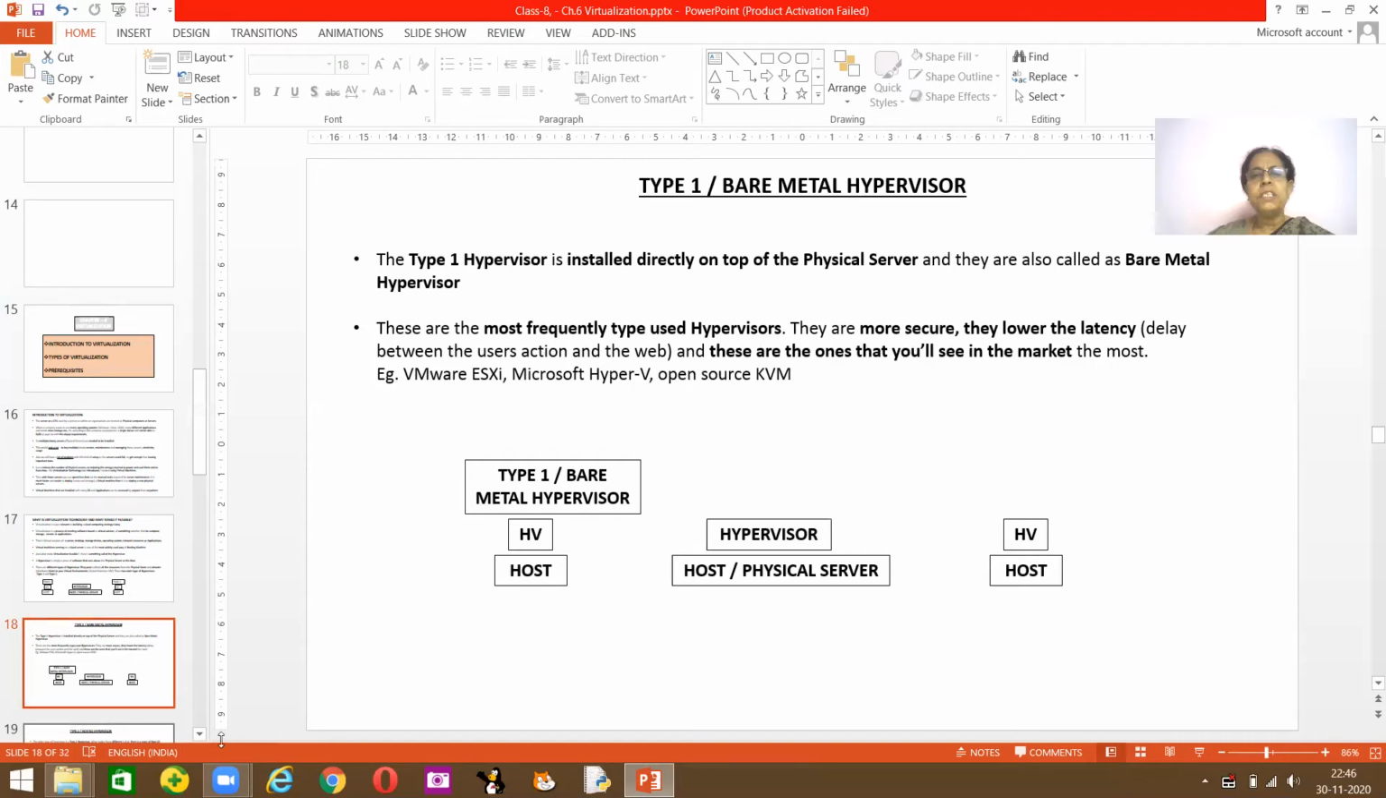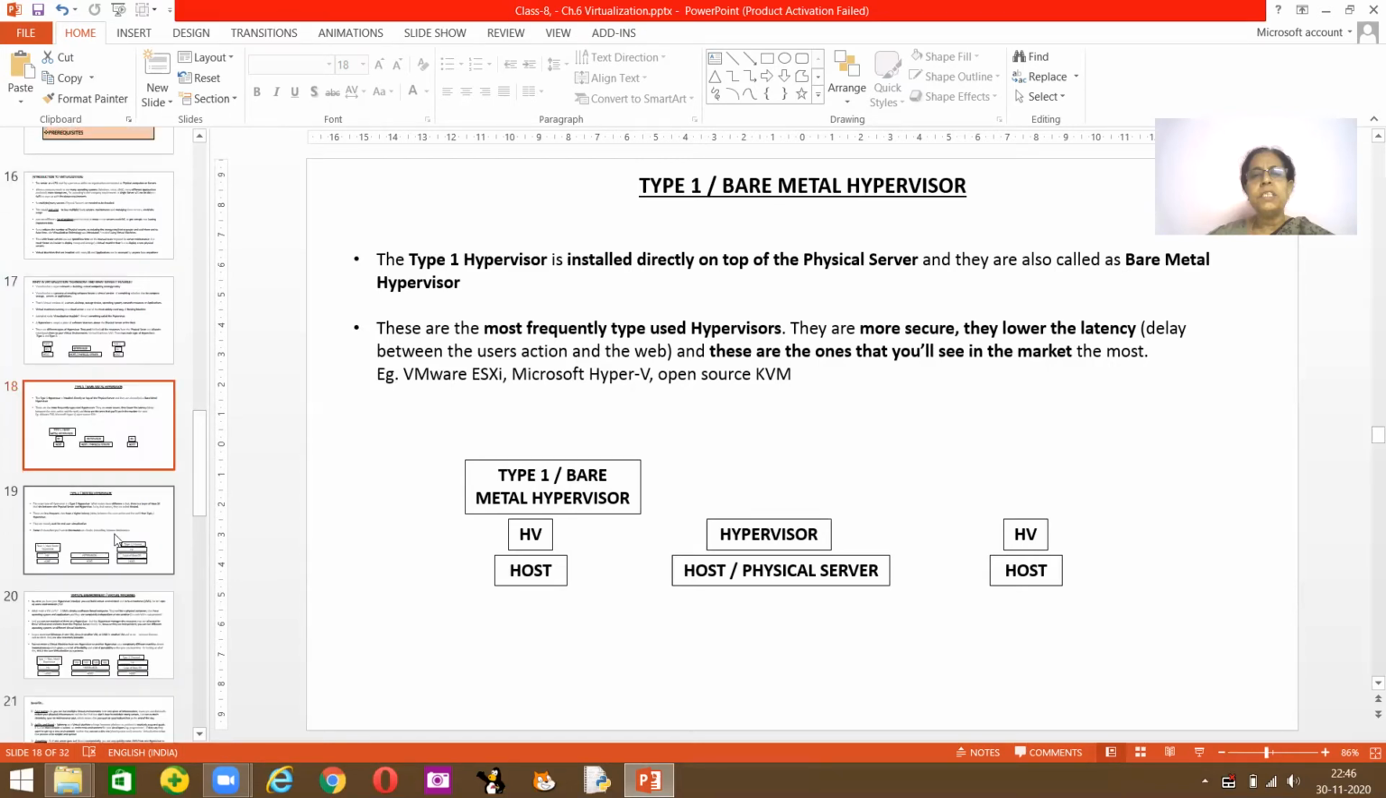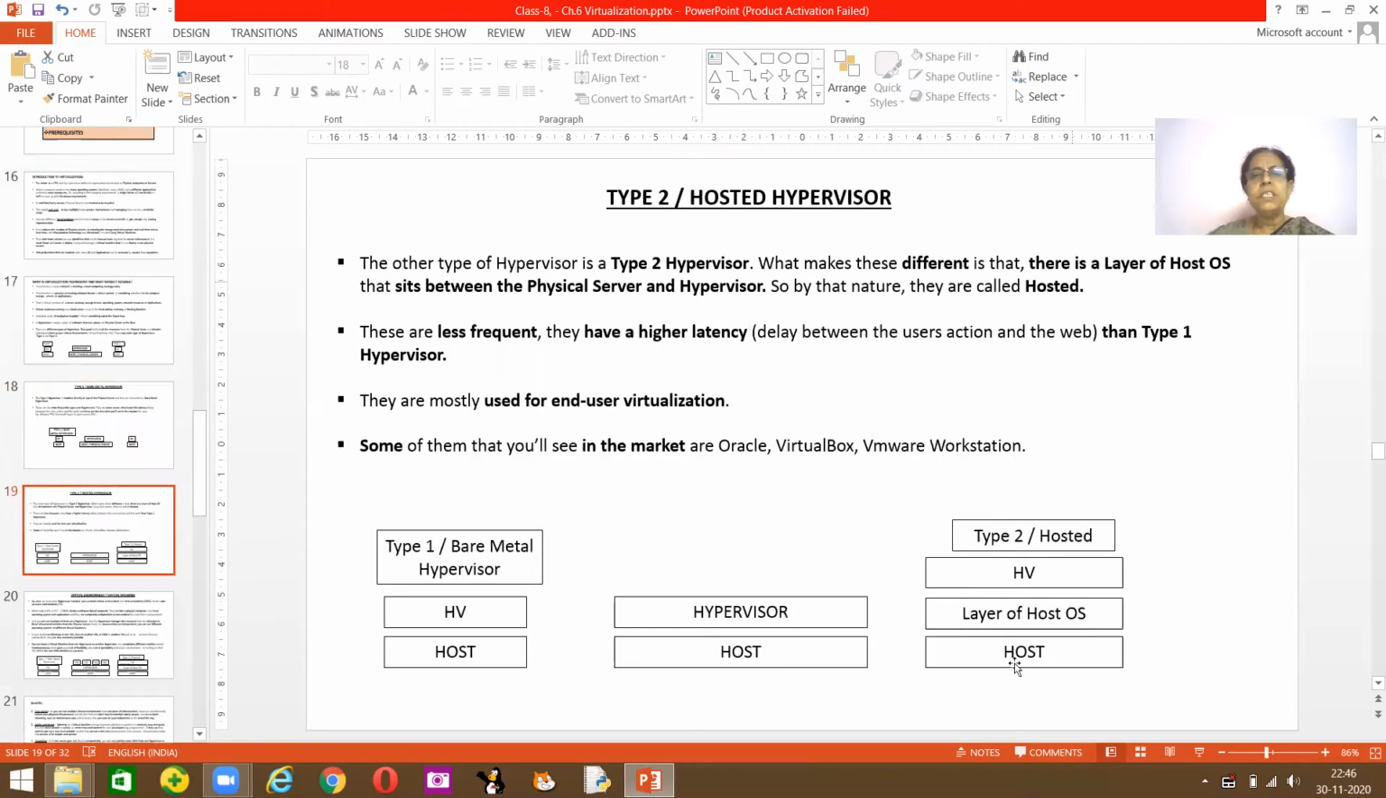Let's see type 2. Type 2 is different from type 1. Why? Because between the host or the physical server and the hypervisor, there is a layer of a host operating system. It is between these. So there is a delay in sending the information to the hypervisor for others to access. So there is a delay between the user's actions and the web. So there is high latency. So this is not very much used. It's the end user that uses this type of thing. Some of them that you'll see in the market are Oracle VirtualBox and VMware Workstation.